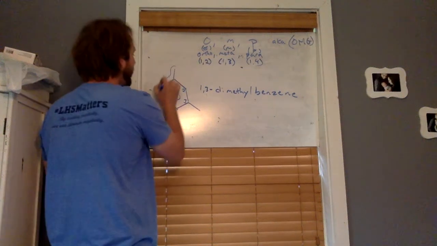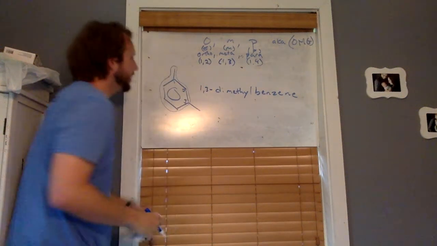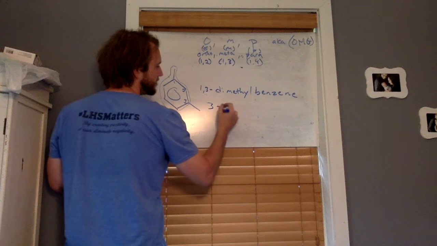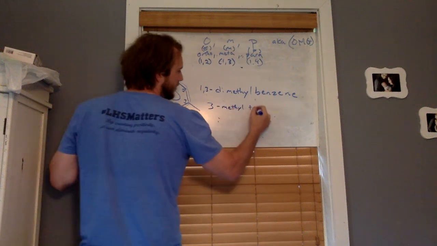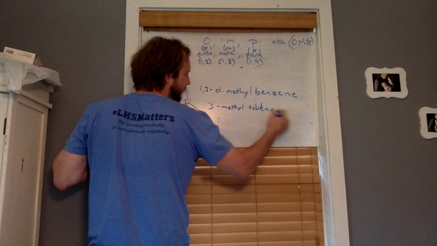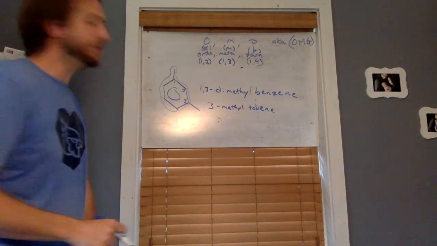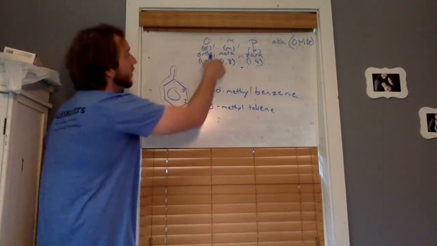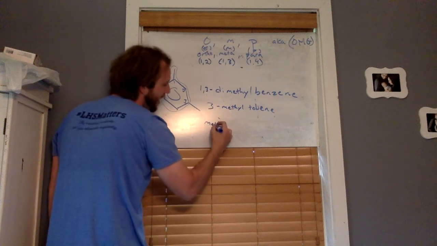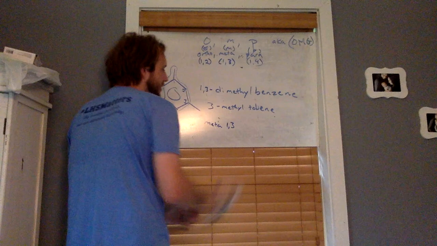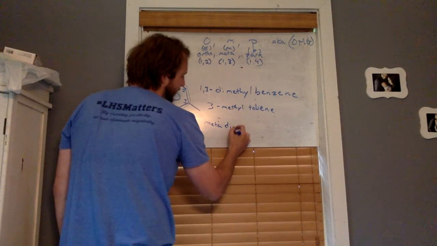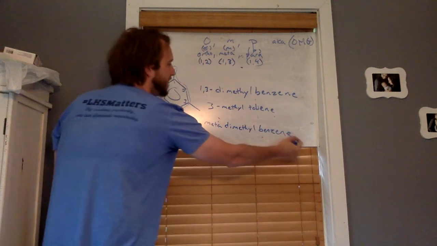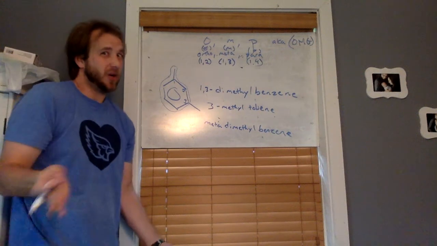Or you might say, oh, but wait. A methyl with a benzene ring, we call that a toluene. And so we could also say this is 3-methyltoluene. Or if you wanted to, 1, 2, 3. The 1,3 position is meta. So this could also be meta-dimethylbenzene. You wouldn't need the 1,3. All three of these names are technically correct.